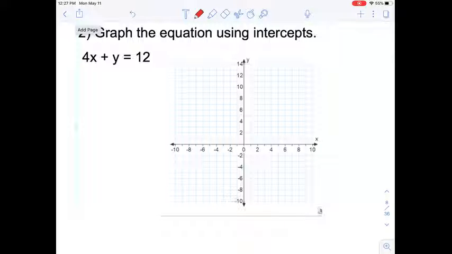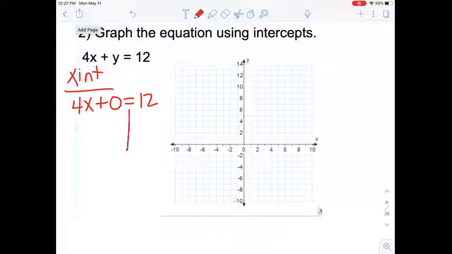Number 2 says graph the equation using intercepts. So we have 4x plus y equals 12. First thing we're going to do is find the x-intercept. We find the x-intercept by plugging a 0 in for y and solving for x. You will have to do this on the test. So instead of writing 4x plus y equals 12, I'm going to write 4x plus 0 equals 12. Again, I'm just plugging a 0 in for y. And now I'm going to solve this for x.